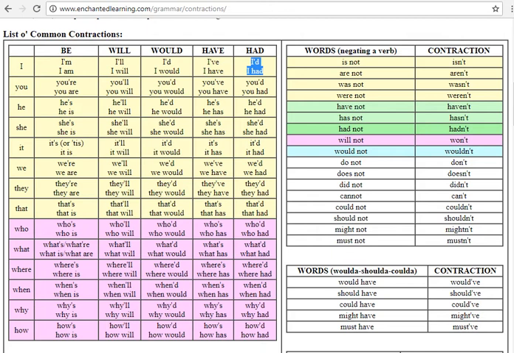You plus be, you're, you are. You plus will, you'll, you will. You plus would, you'd, you would. You plus have, you've, you have. You plus had, you'd, you had.